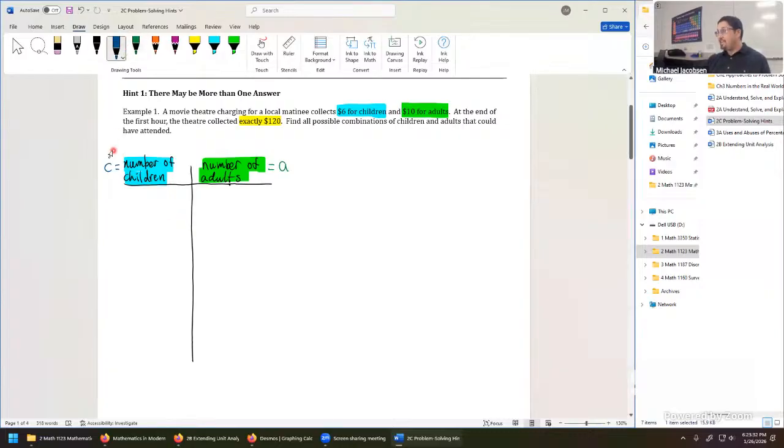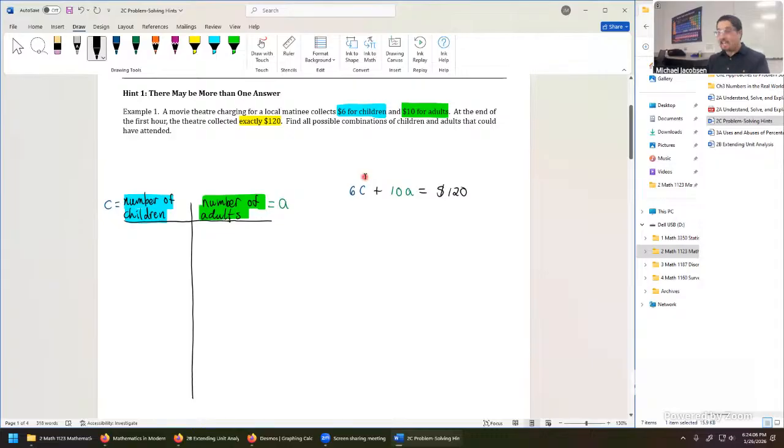Let's start by saying, if C is the number of children and it's $6 per child, we could write out this. Take C times $6 per child. Let me write it out this way. Plus, likewise, if A is the number of adults and it's $10 per adult, we can take 10 times A, the number of adults, and this should equal $120. That might seem kind of vague at first, why this has to come out as $120.